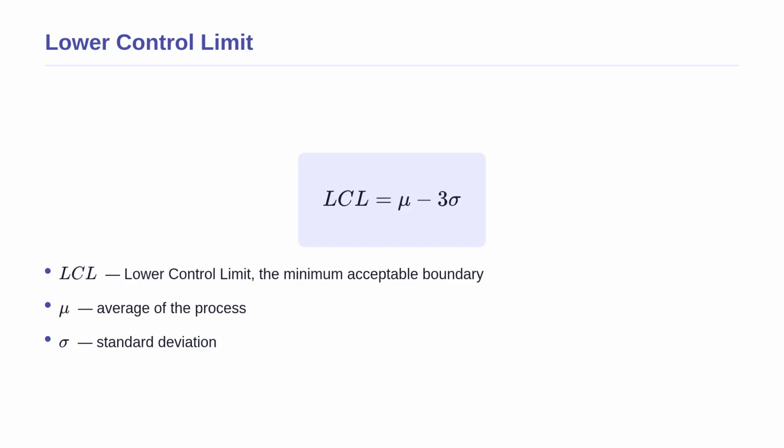Just like the upper limit, this boundary is highly sensitive to the standard deviation. If the standard deviation decreases, meaning the process is becoming more precise and consistent, the LCL will move closer to the center line, resulting in tighter, narrower control limits.